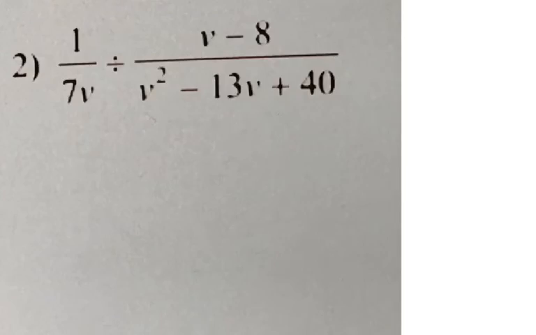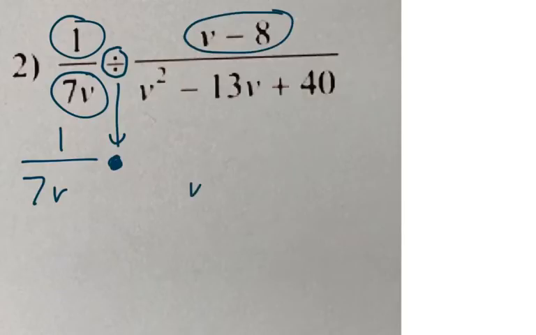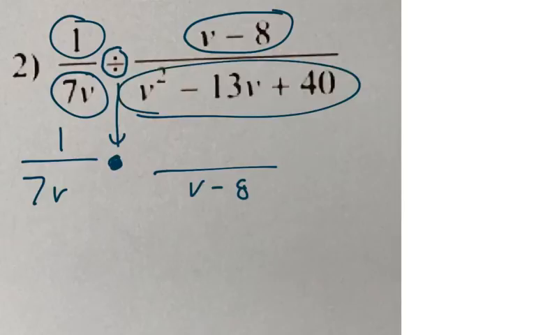Okay, now this is a divide. We're going to do the same thing as times, except we're going to do a reciprocal on the second fraction. So the 1, of course, we can't factor. 7v, we can't factor. We have a divide, so we're going to make that into a times. Multiply, right? And the v minus 8 can't be factored, but now it's in the denominator. And this, once we factor it, it's going to go in the numerator.